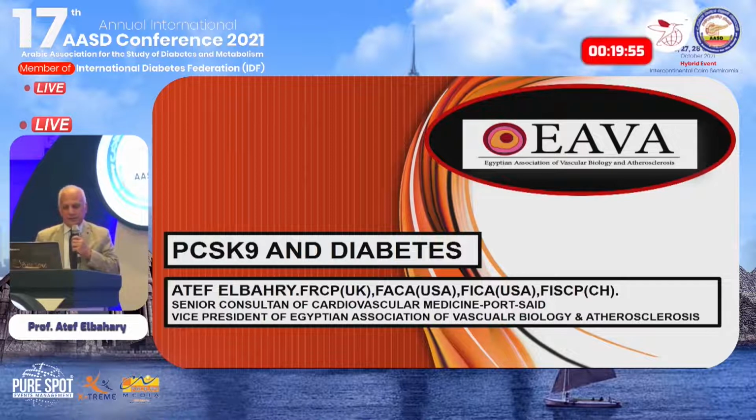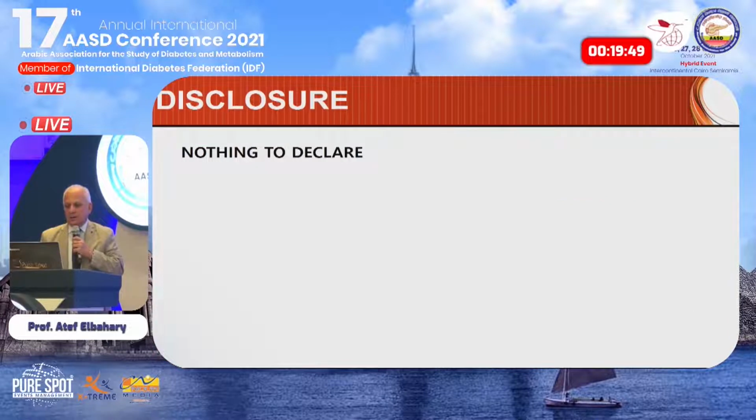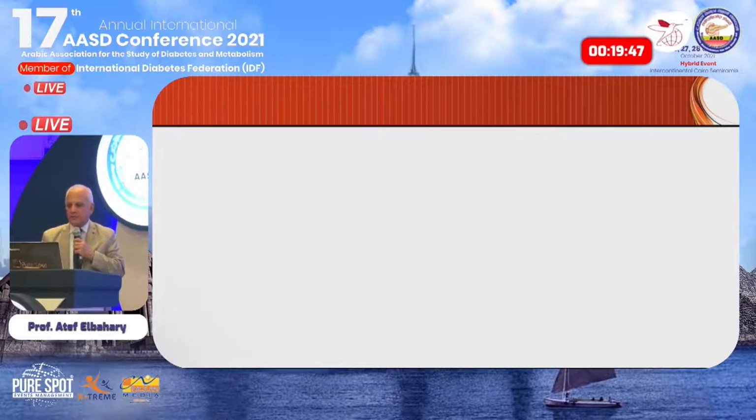My task is what is Pcsk9 and how it affects diabetes. My disclosure: nothing to declare.